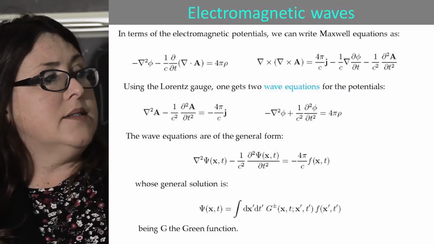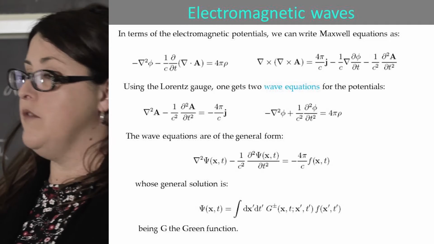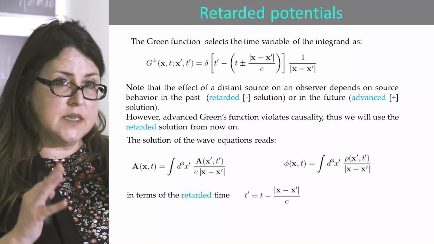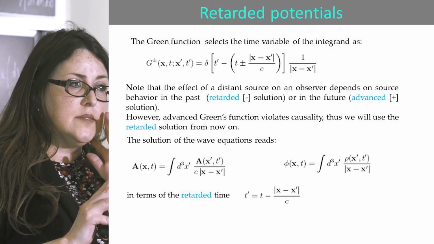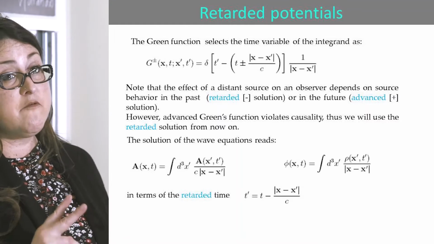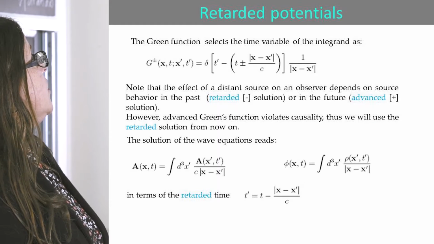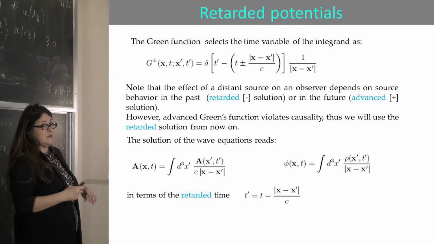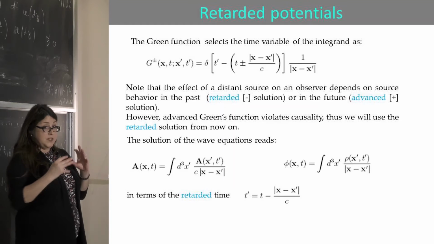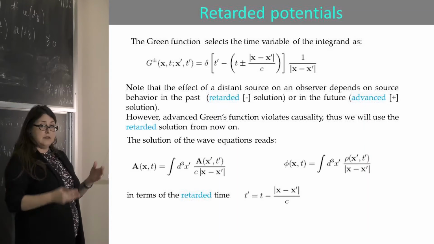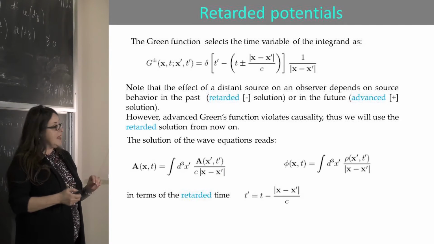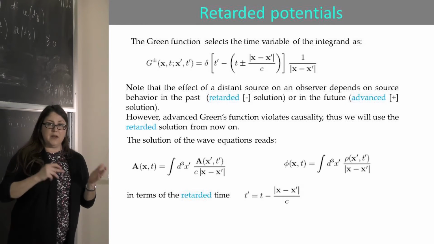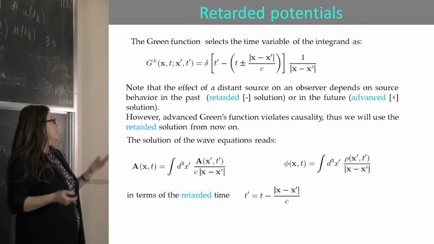The general solution is expressed in terms of an integral over space and time of a Green function. The Green function has a special meaning because it has the role of selecting the time variable of the integrand. From the mathematical point of view, the effect of a distant source on an observer depends on the source behavior in the past or in the future, in the sense that in the Green function we could in principle select the plus sign or the minus sign.